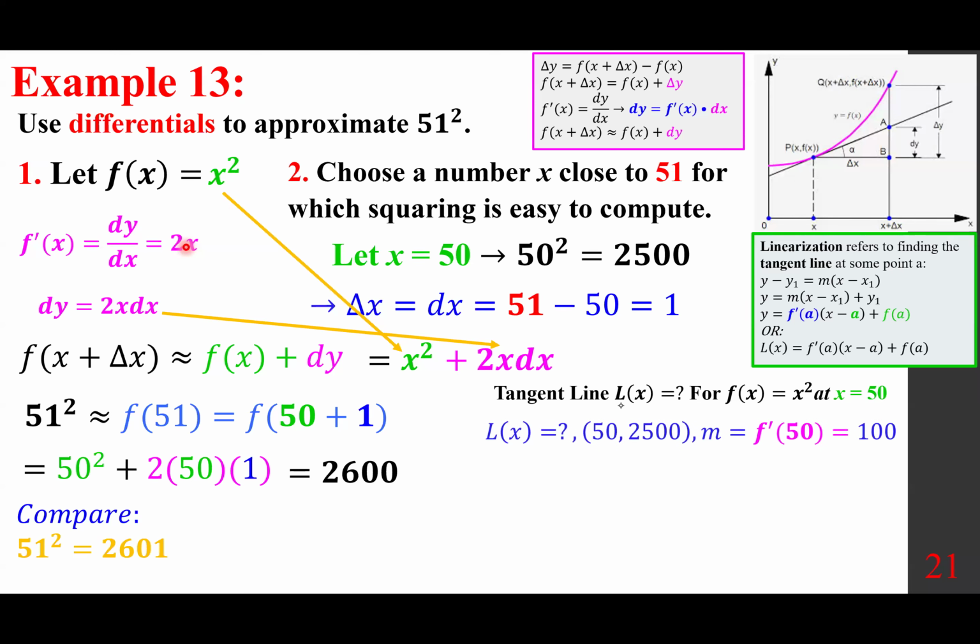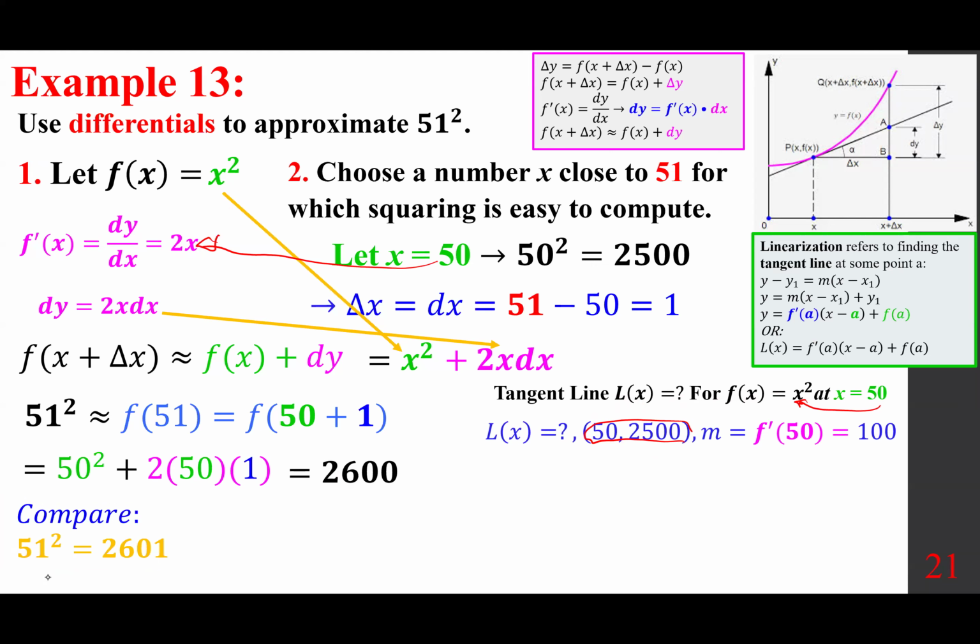So how do you find L of x? You need a pair, 50 comma 2500. This you put back into the original function and it gives you the pair. And this one, you put it back into this one to get this slope.